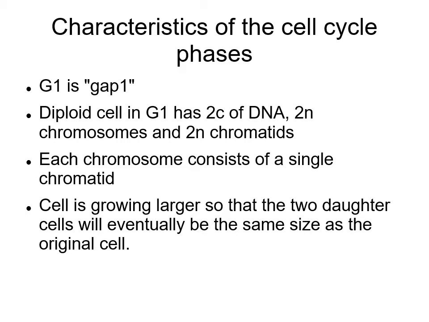Importantly, the characteristic in terms of DNA content and chromosomes. The diploid cell, remember we're diploid, we have 2C of DNA, which is to say we've got two copies of each chromosome, 2N chromosomes, and 2N chromatids. Now I think putting some numbers on here makes this a little easier to see. We know that our haploid chromosome number N is 23. So when we start the cell cycle, we have 46 chromosomes in our cells. Each chromosome consists of a single chromatid, so that's 46 total chromatids, one for each of the 2N chromosomes.